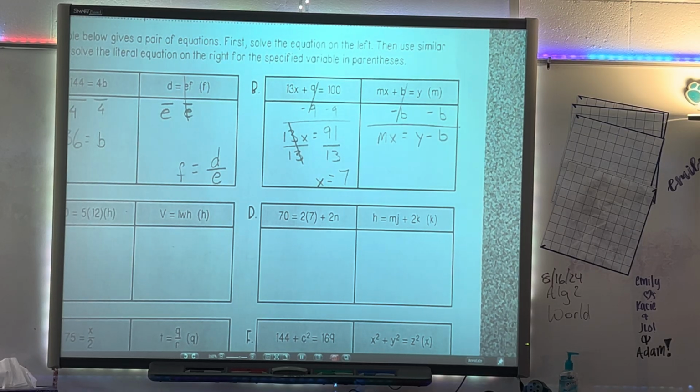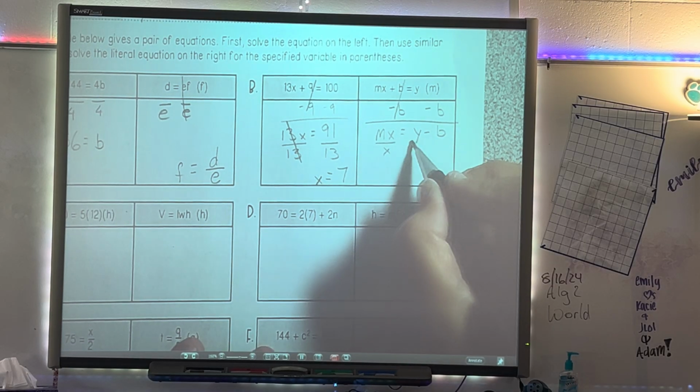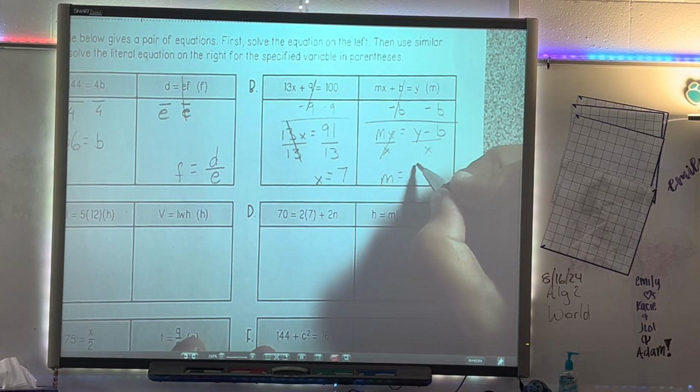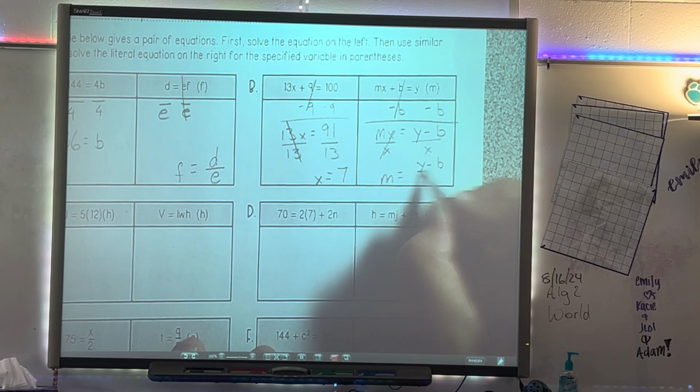Okay. Now I want m, so who's got to go away? X. How do I get rid of it? I'm going to divide it out on both sides. So I'm going to divide it here, and I'm going to divide it here. So it goes away here, so I'm going to have m is equal to y minus b over x.